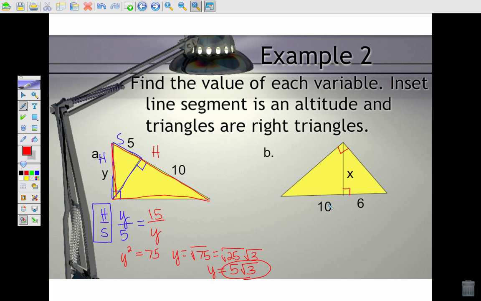Okay, let's try it again on part B. Again, we have an altitude drawn in. We have a right triangle. Has to be the case if this is going to work. So we want to set up our ratios. Again, I'm looking for x. So I'm going to start with x over 6. Kind of hard to tell if these are short sides or long sides, but I'm just going to guess. And I'm going to say this is the long side of this triangle. And this is the short side.